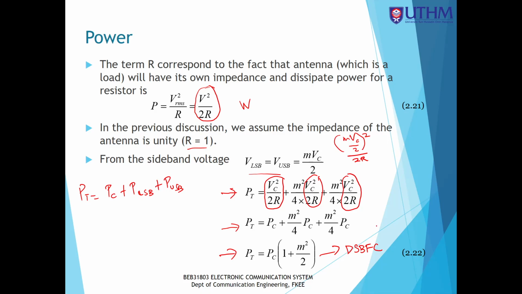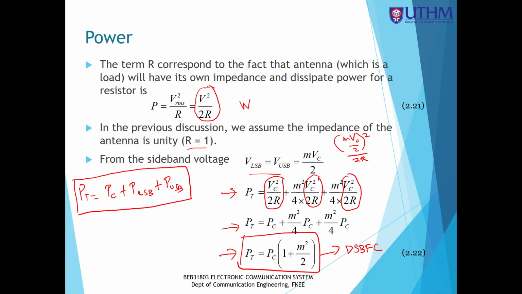Okay, because we have 3 components. The general equation for power is this one. We add all the power components. Remember, this equation is only for double sideband full carrier, where it has 3 components.